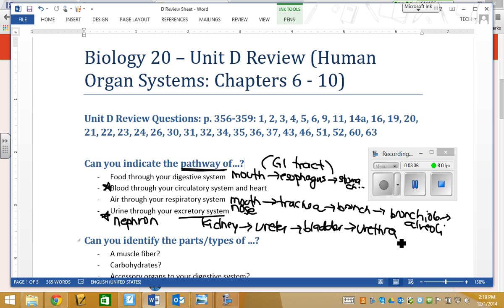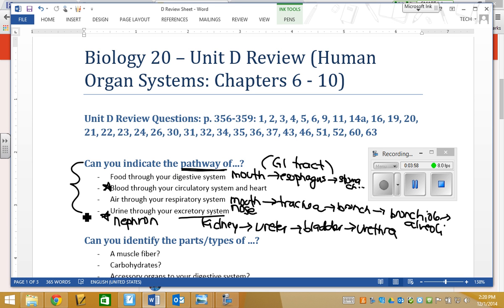So in this first section, the pathway part, does anyone have anything that they want to ask? Maybe you'd like for me to re-explain something or go over something? This one really isn't an explain it question. This is a remember it question. Do you remember what the parts are and which order they go in?